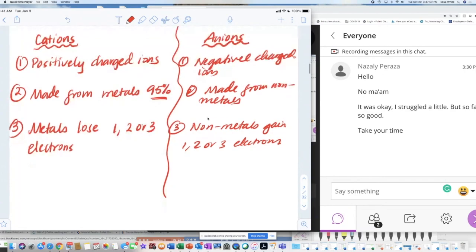Okay, I summarized this. I think it's a good time for an example. So I'm going to say here, example.